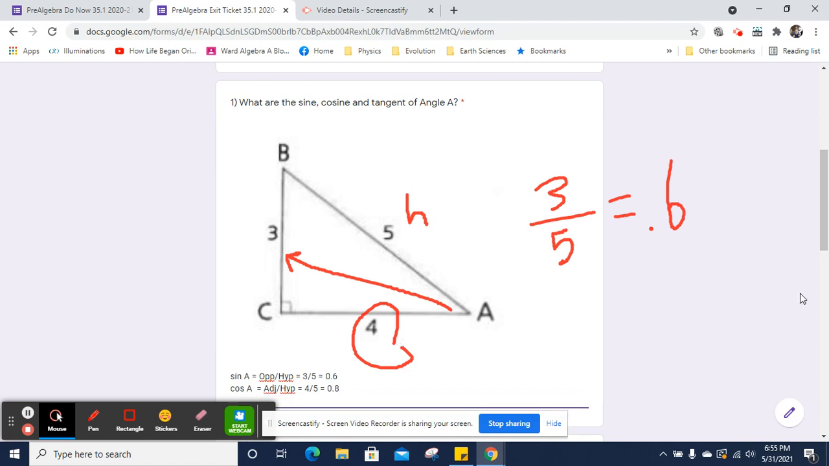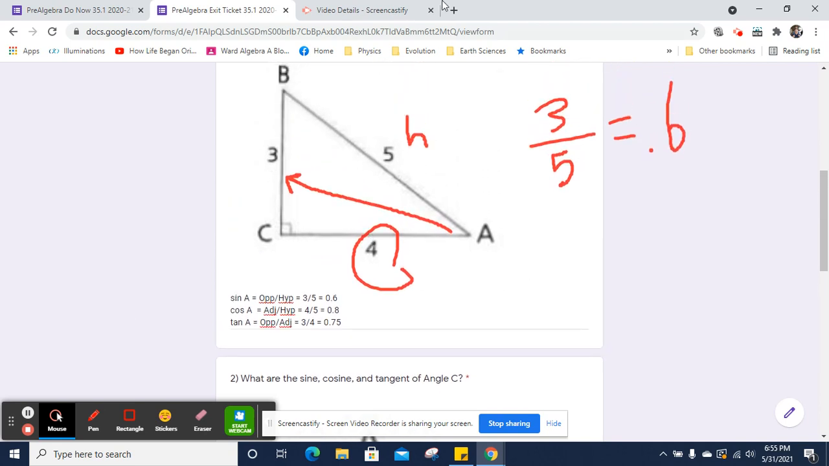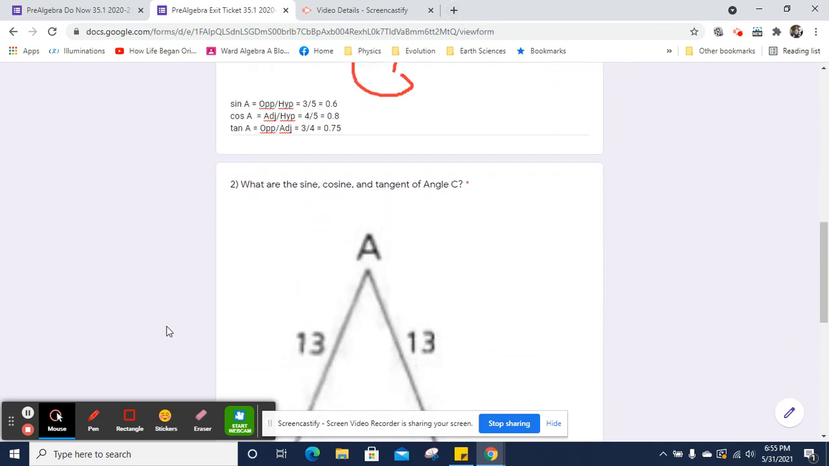Now the tangent, scroll down a little bit, tangent of A is going to equal opposite over adjacent. And so that's going to equal 3 over 4, which is 0.75. And with that information, you can get a reasonable estimate of those angles using a trig table. So I invite you to do that with the document we've got.